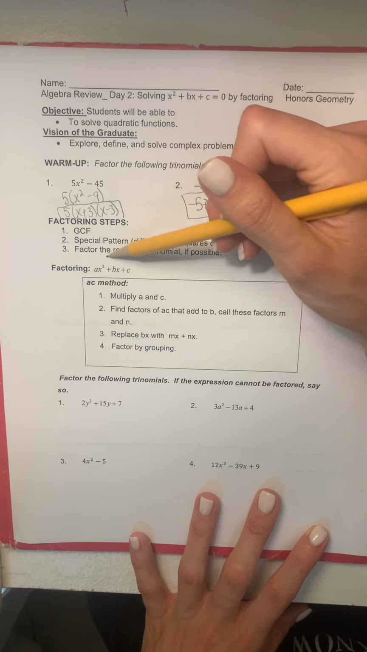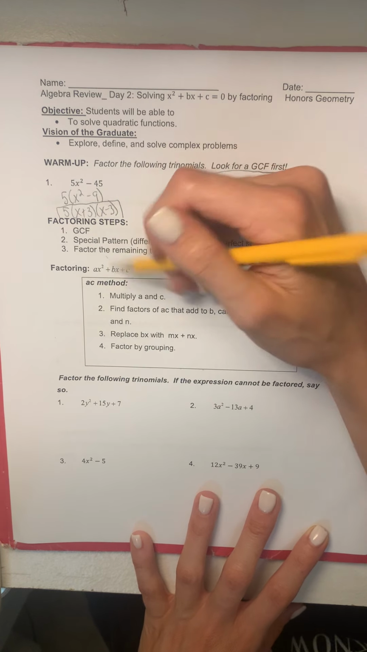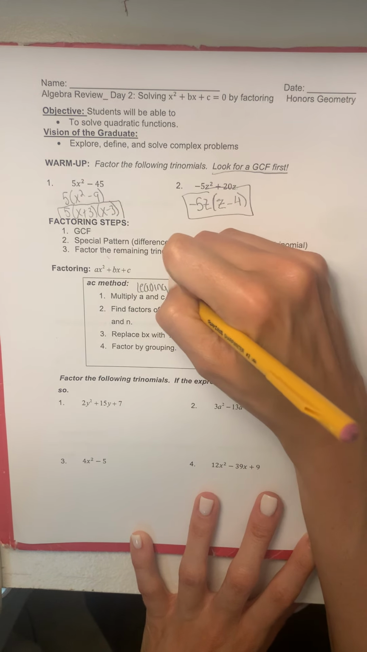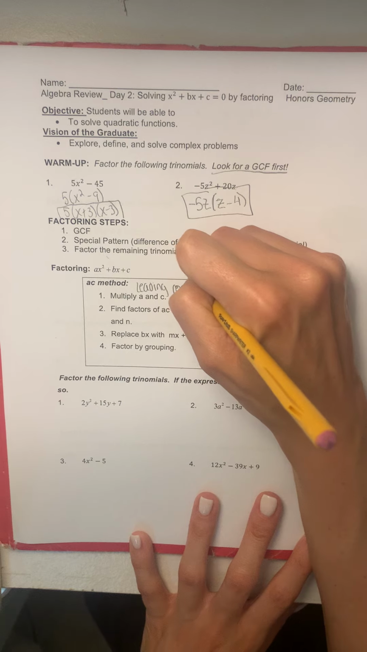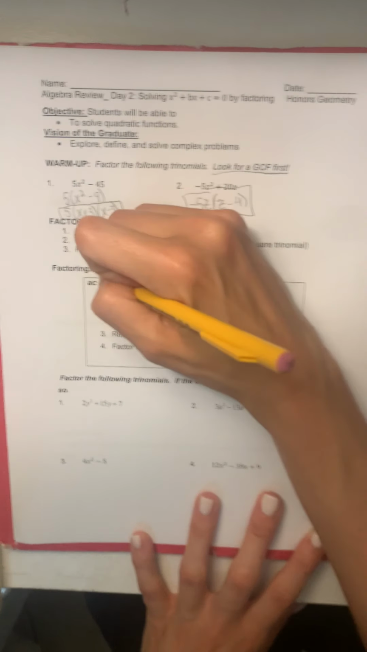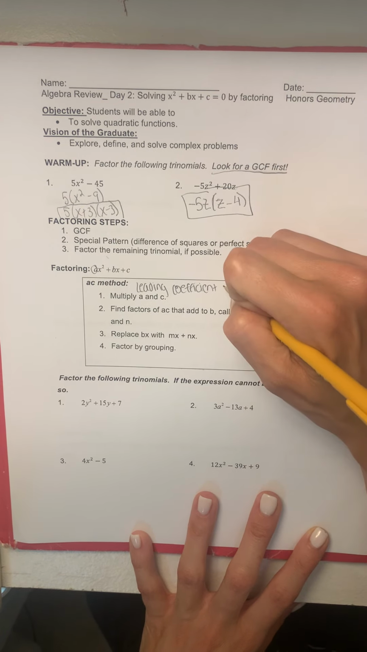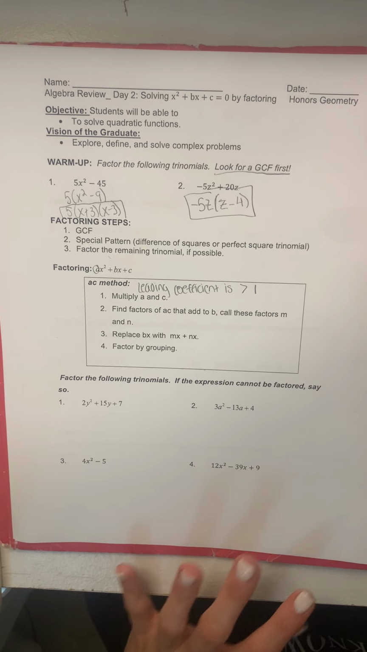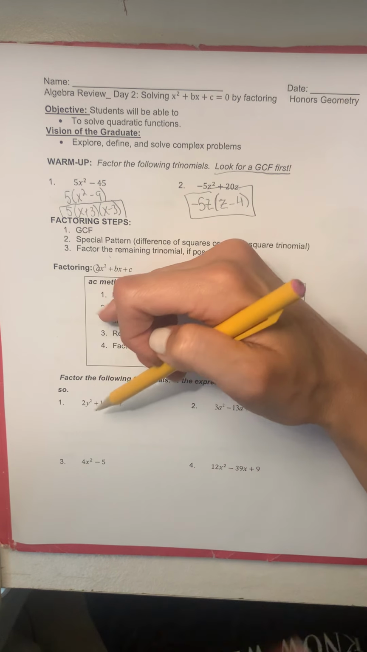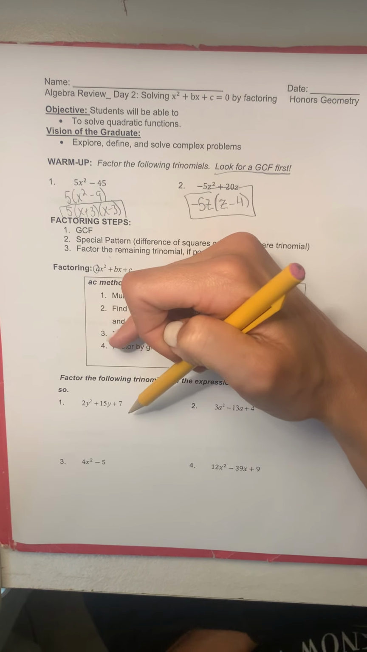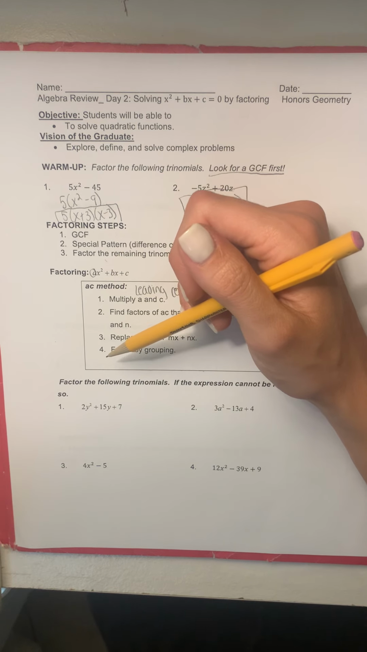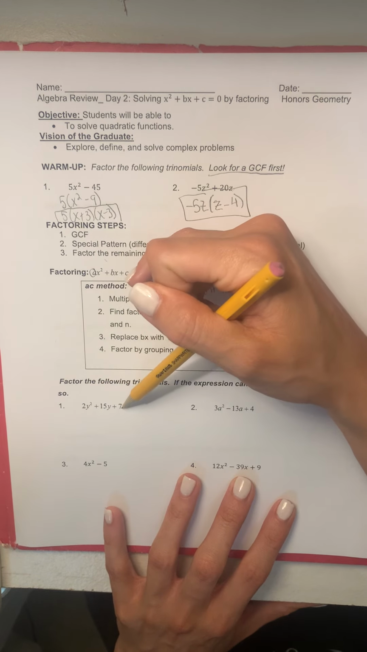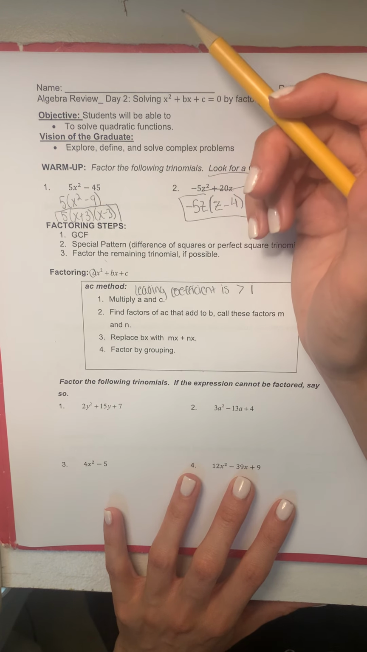Here are the steps for the AC method, but I'm going to review that with you quickly. We use the AC method when the leading coefficient, the number in front of x squared, which is a, is greater than 1, okay? So the example I want to look at with you guys is number 1. We have 2y squared plus 15y plus 7. Okay, the first thing I want to ask myself, is this a special pattern? Or sorry, is there a GCF? Does 2 go into 15 and 7 evenly? The answer is no.